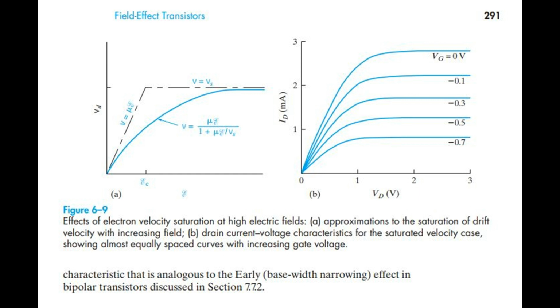Figure 6.9. Effects of electron velocity saturation at high electric fields. A. Approximations to the saturation of drift velocity with increasing field. B. Drain current voltage characteristics for the saturated velocity case, showing almost equally spaced curves with increasing gate voltage.